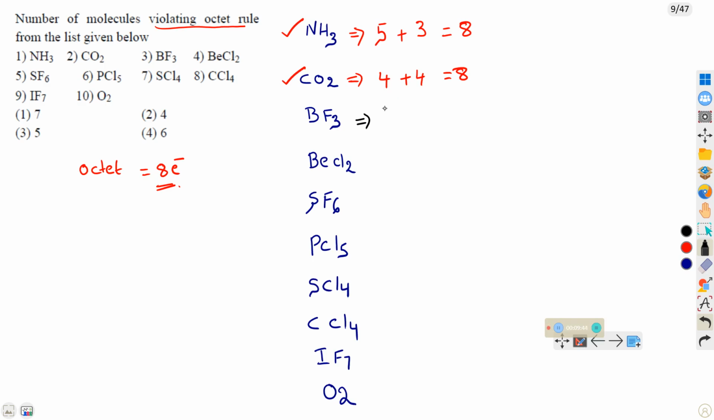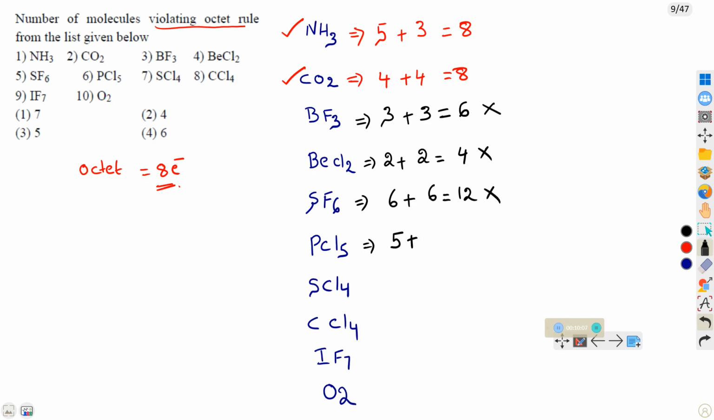BF3 molecule: boron group number 3, fluorine total valency 3, total 6. It does not follow octet rule. Beryllium group number 2, chlorine valency 1, total valency 2, 4, not follows. SF6: sulfur group number 6, fluorine total valency 6, total 12, not follows. PCl5: phosphorus group number 5, chlorine valency 1, 5 chlorines so 5, 10 electrons, not follows. SCl4: sulfur group number 6, chlorine valency 1, 4 chlorines 4. 6 plus 4, 10, not follows.